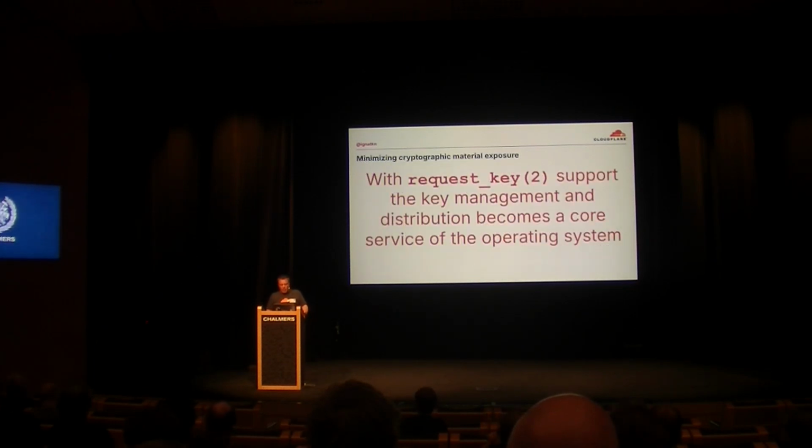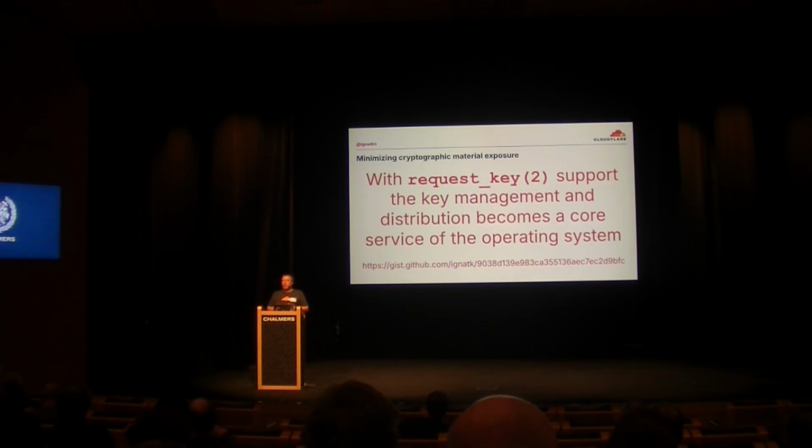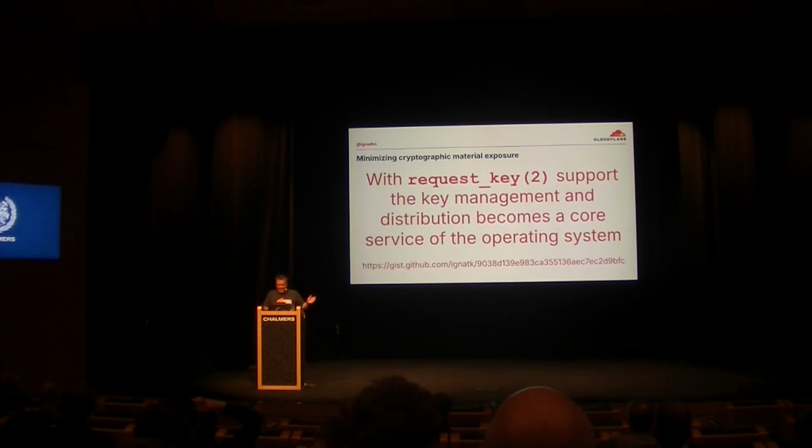So basically, with request-key support, key management and distribution becomes a core service of the operating system. I wanted to show my own take on this, so I wrote one of the plugins, which allows you to generate application-specific keys based on your TPM. It turns your server or laptop into more of a mobile device, where you have device-specific keys, but with a unique key for every application. It's a proof of concept now, written in Python and not a real programming language, but still you can download it and experiment with it.